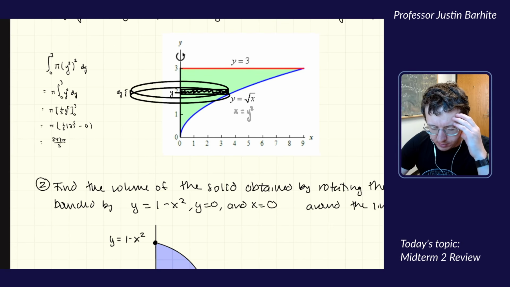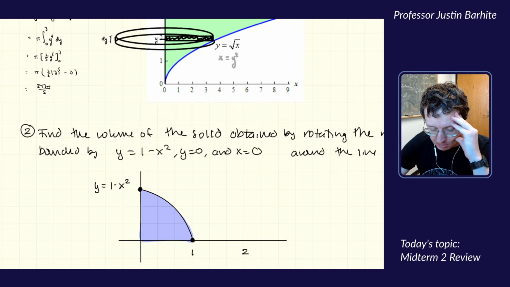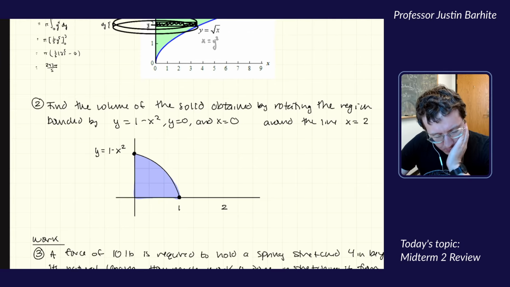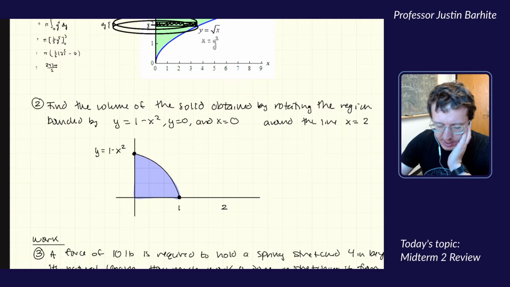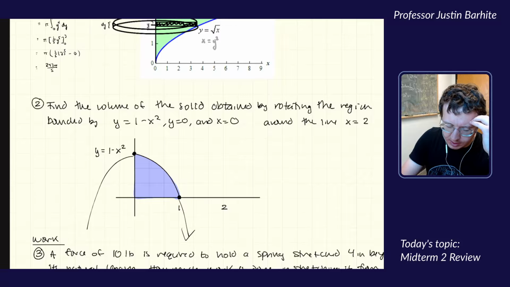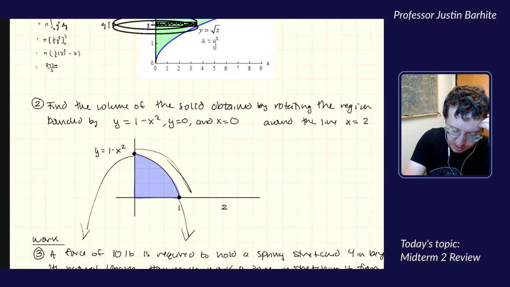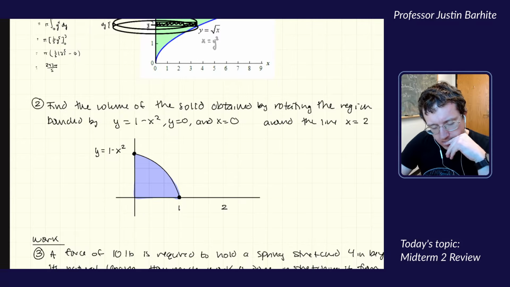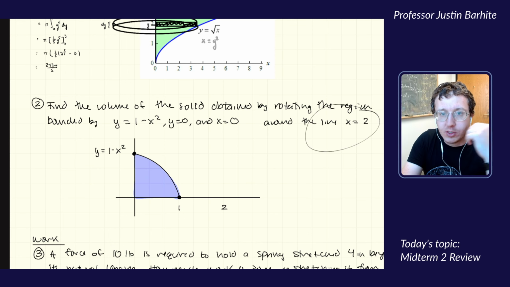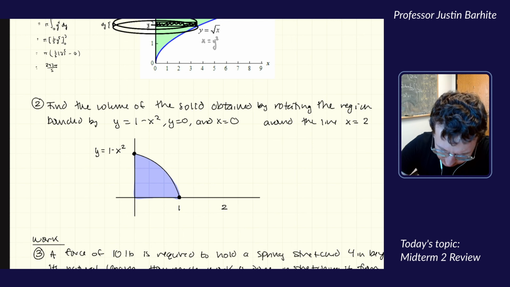All right, we have another problem, another volume of a solid of revolution. I have the curve y equals 1 minus x squared. That's a parabola. It continues on like this, but we're just looking at one little portion of it. And we're going to rotate around the line x equals 2. So let's sketch that in.